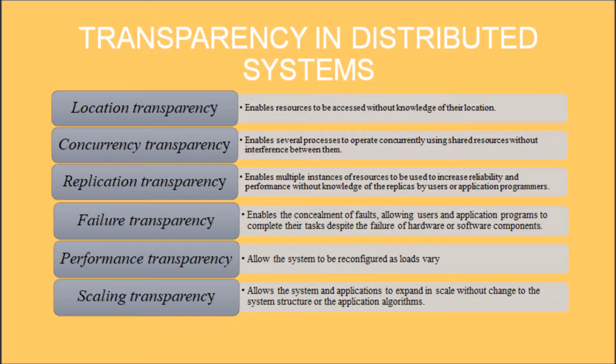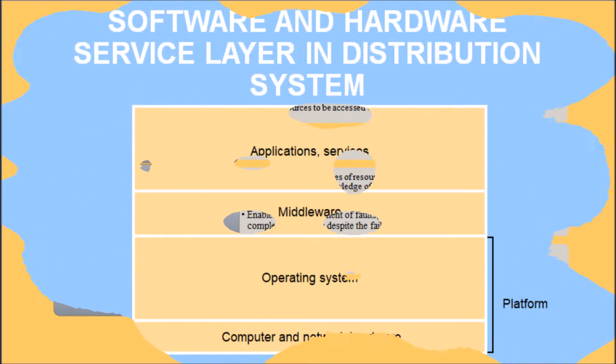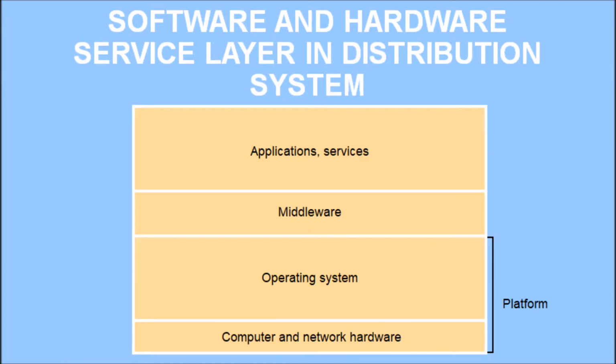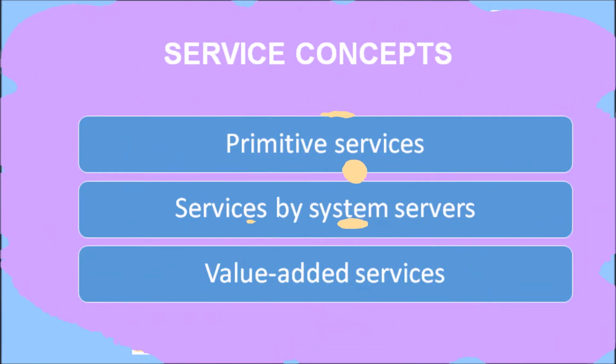There are several types. The first one is location transparency, then concurrency transparency, replication transparency, failure transparency, performance transparency, and the last one is scaling transparency. Okay, now you can see the software and hardware service layer in a distributed system. There are 3 types of service concept in a distributed system. That is primitive service, service by system server, and value-added service.